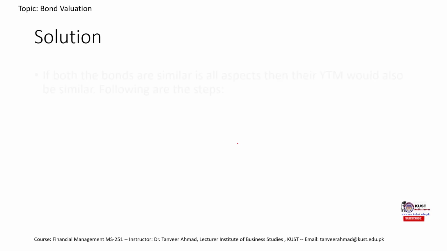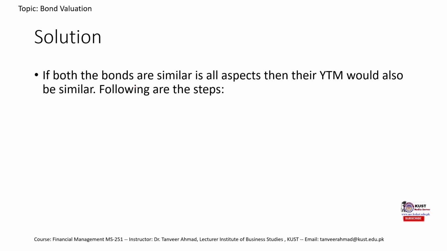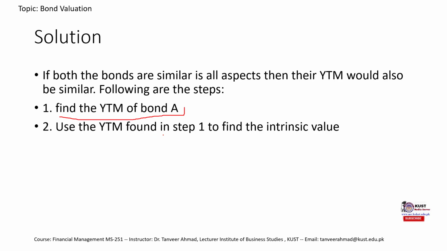In the first step, if both bonds are similar in all aspects, then we need to first find the YTM of bond A. So we find the YTM of bond A. Then we put that YTM, the YTM found in the first step, in the previous formula to find the intrinsic value of the bond.